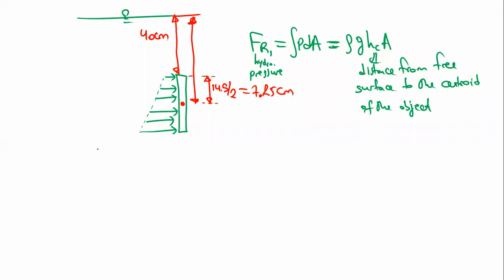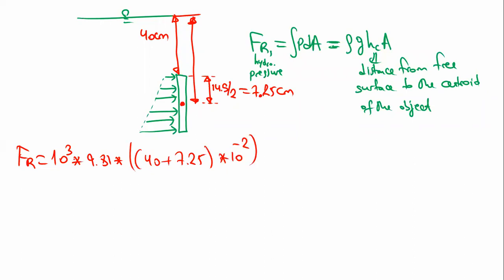Now I just replace the values and I will find the resultant force will be equal to rho, which is 10 to the power of 3, g, which is 9.81, hc, the distance from the free surface to the centroid of the body, which is 40 plus the 7.25 centimeters. Therefore, I should convert into meters, multiply with 10 to the negative 2, rho g hc. And the area of the phone is 14.5 multiplied with the 6.5, which is the width of it, and multiplied with 10 to the negative 4. That will be the resultant force, this one, okay?